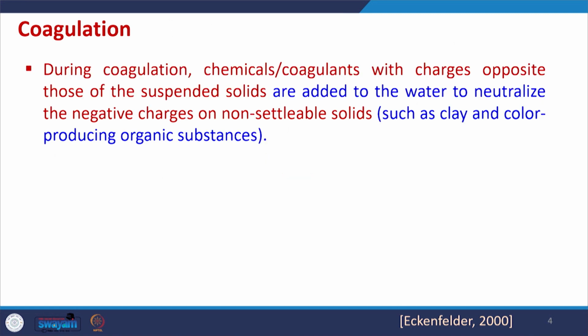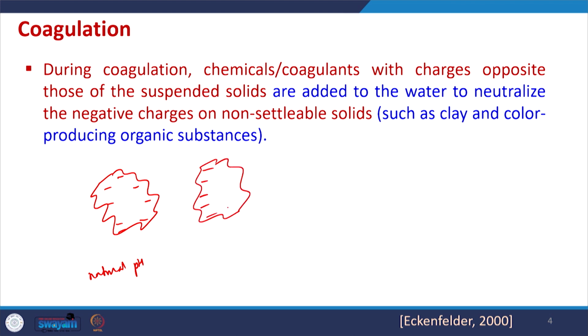So, during coagulation, chemicals or coagulants with charges opposite to those of suspended solids are added to the water to neutralize the negative charge on the non-settleable solids such as clay and color producing organic substances. What happens is that the colloids present in natural water, suppose this is one of the colloids, at its natural pH in water and wastewater will generally be negatively charged. Now, there is another colloid in the same water, of similar or slightly different size, which is also negatively charged.